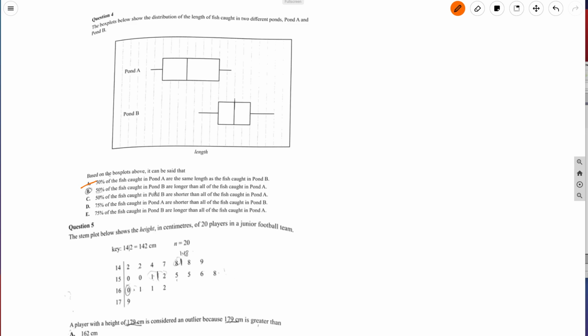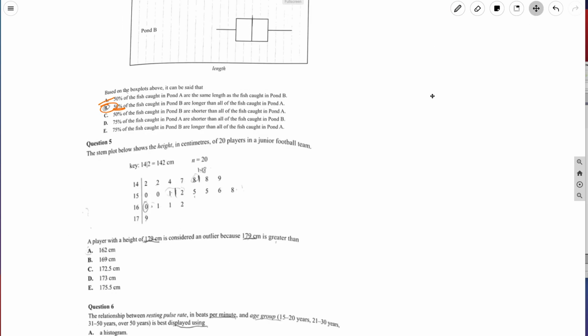50% of the fish caught in pond B are longer than, so that is 50% would be above the median. So we're looking here in pond B, this 50% are longer than all the fish caught in pond A. So if we just draw a line, we can see everything in pond A is below that position, so that would be true. So I won't rule out the others, I'll just keep moving. So B is also correct there.